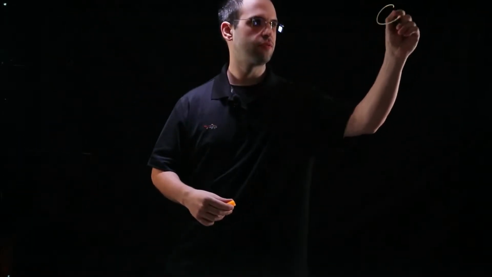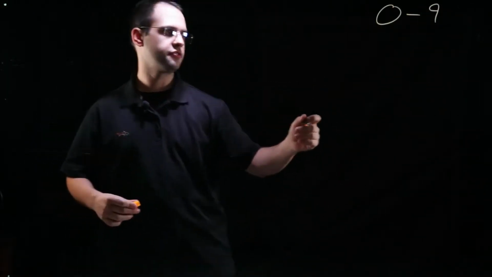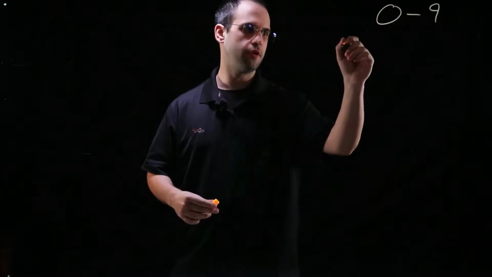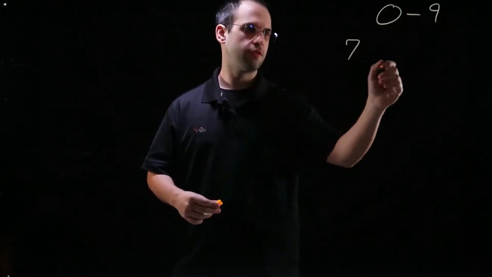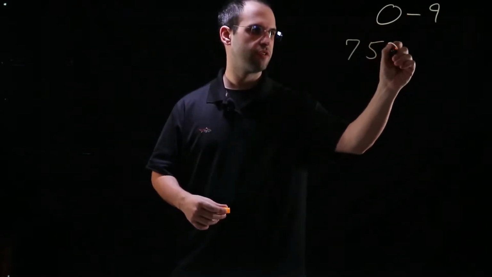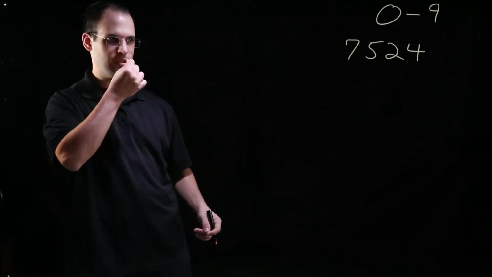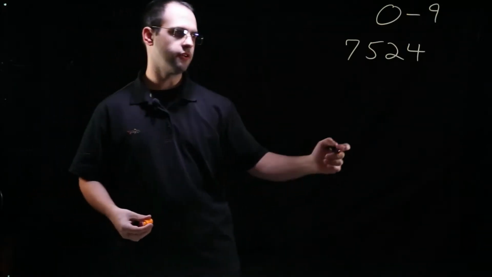Hey guys, it's Andrew here, and in the last video we were taking a look at the significance of a digit's position in a base 10 number. So again, we were dealing with the base 10 system, so 0 through 9. And we had a number, say 7,524. We could even make it a little bit bigger here.